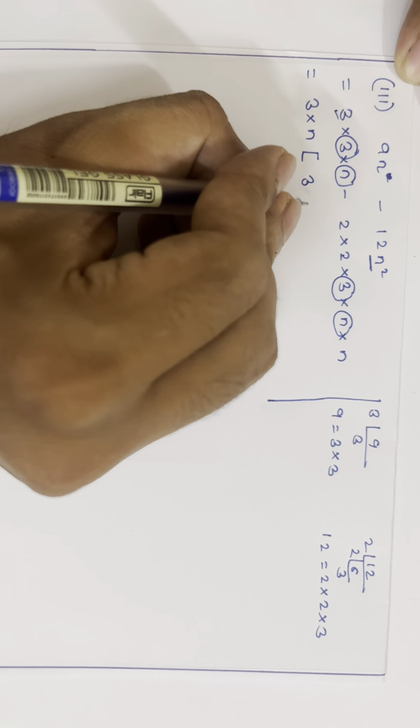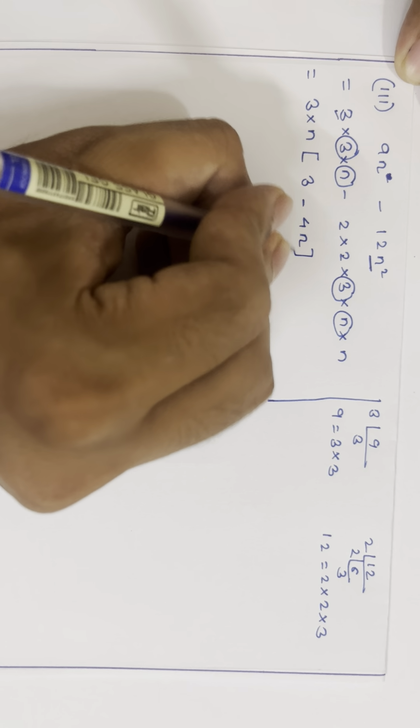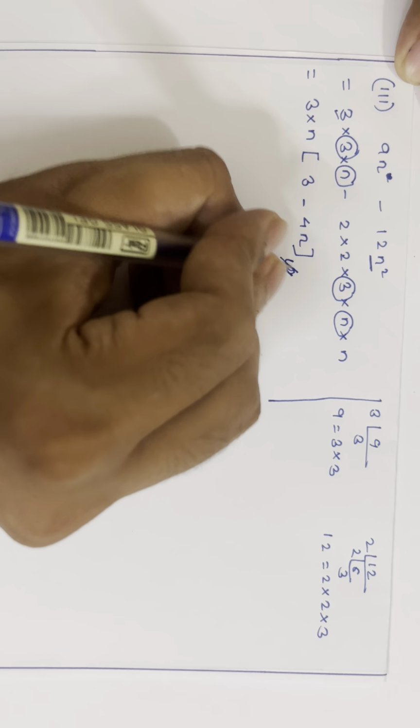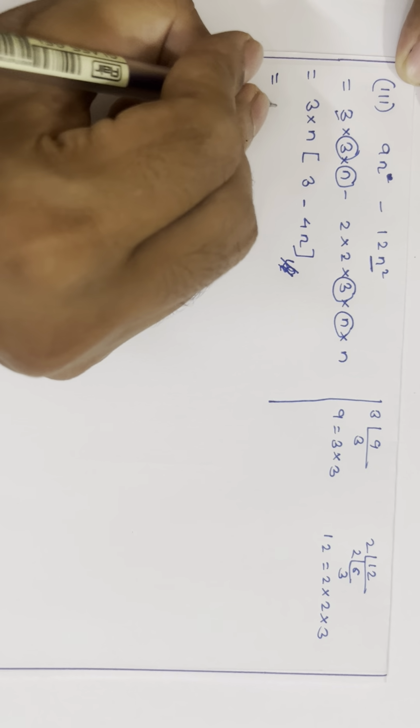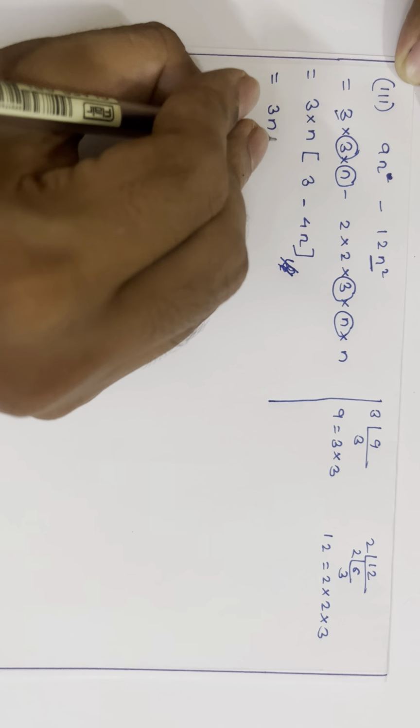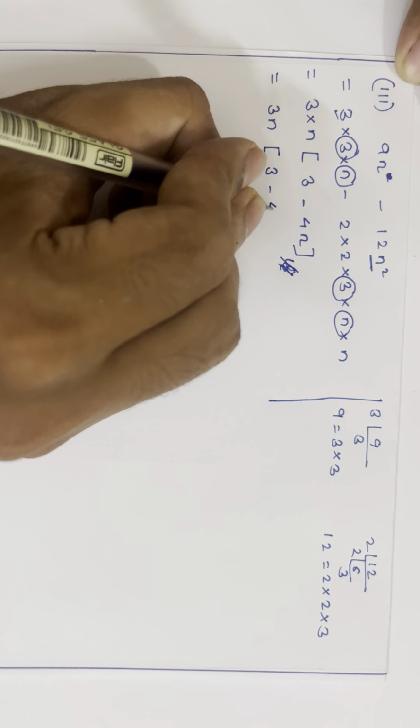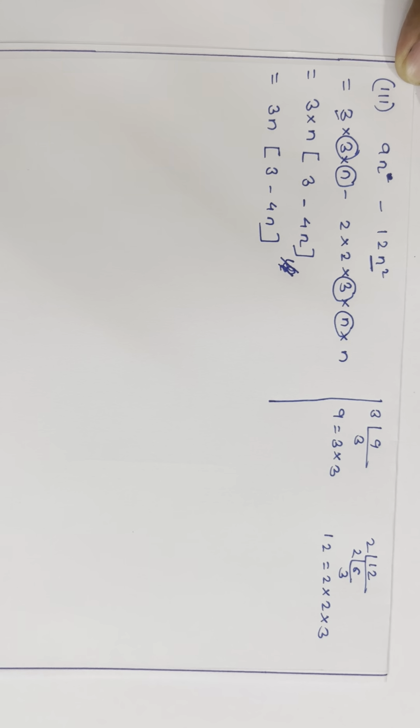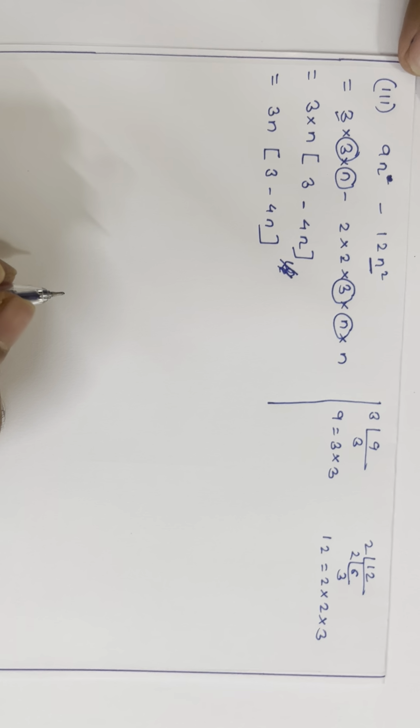4 into n, 4n. So I will write minus 4n. So one more step you can write. 3 into n is how much? 3n. And here I will write 3 minus 4n. So this is your answer of the third question.